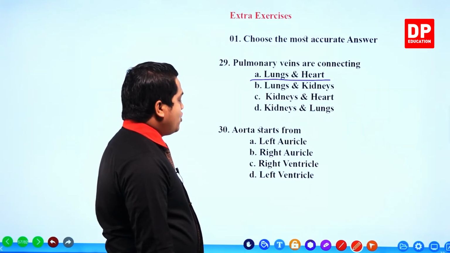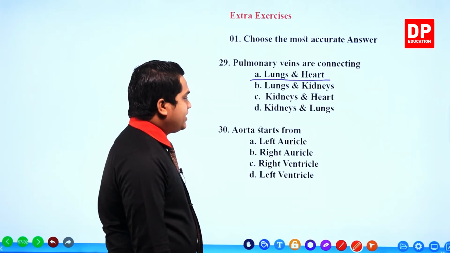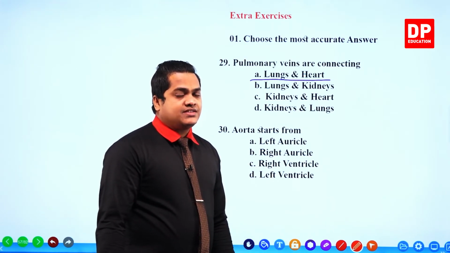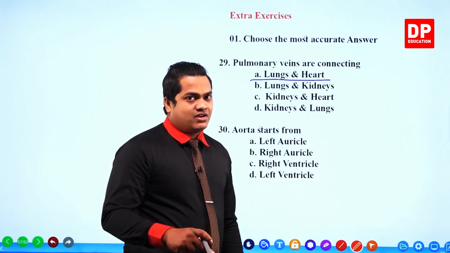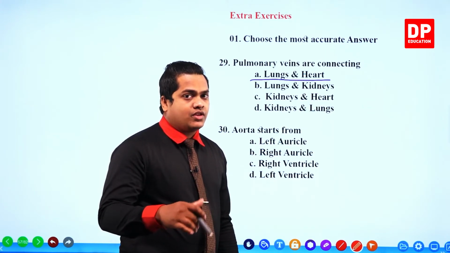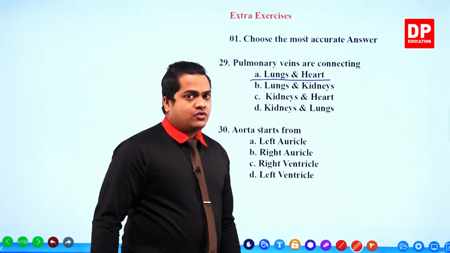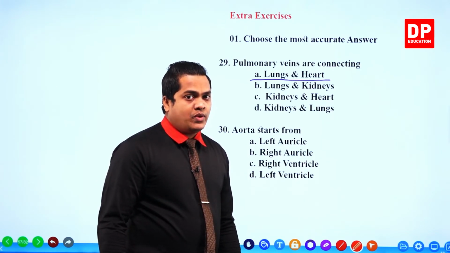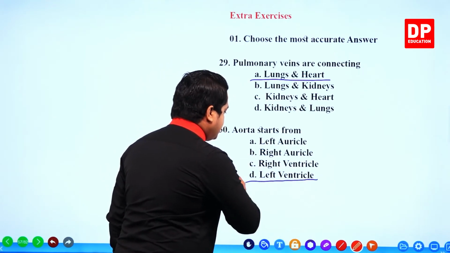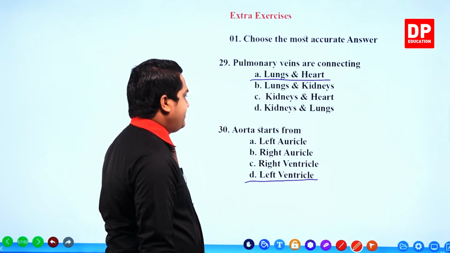Next one, aorta is starting from, my dear children, very simple. Aorta is the main artery within our body that is going to distribute blood all around the body. So aorta is always starting from the left ventricle. So left ventricle is our answer. Left ventricle.